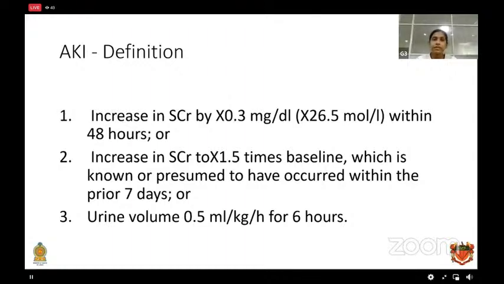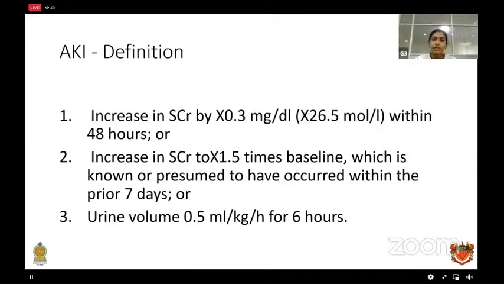This is produced by KDIGO. KDIGO is an international body which produces guidelines related to renal diseases, and they regularly update their guidelines. According to that, AKI is defined with serum creatinine or urine output. If you have a value from 48 hours apart, and now it has increased by 0.3 milligram per deciliter, then you can label the patient as AKI.